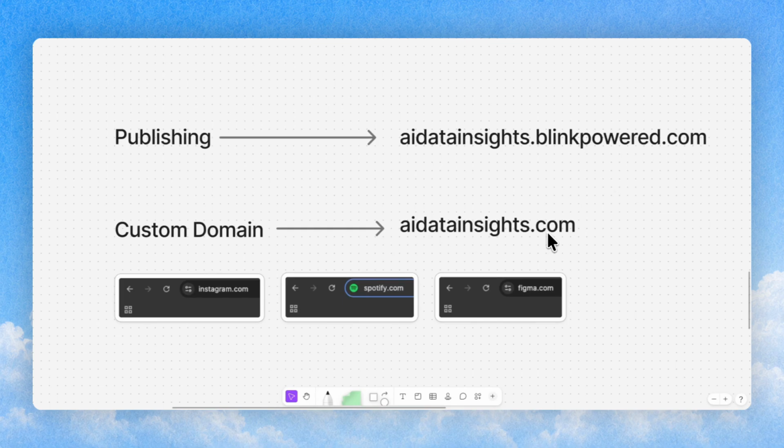If you look at all the popular companies in the world, they all have their own domains like Instagram.com, Spotify.com, Figma.com, and so on. A custom domain helps build trust with users, it's easier to remember, and it can help your app perform better on search engines and AI tools like ChatGPT and Perplexity.